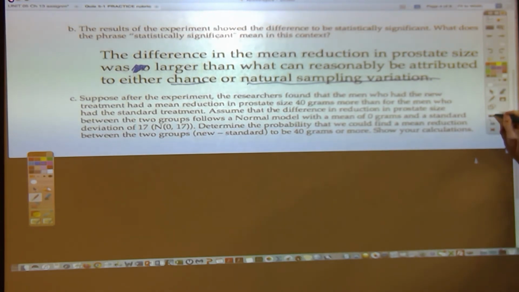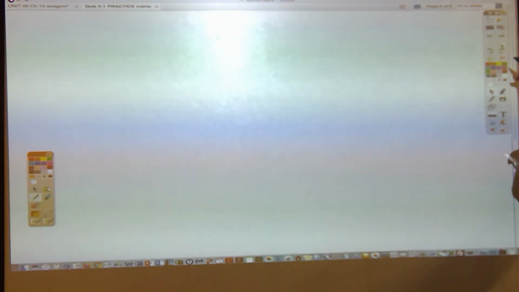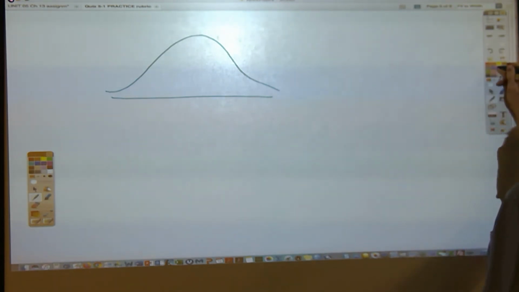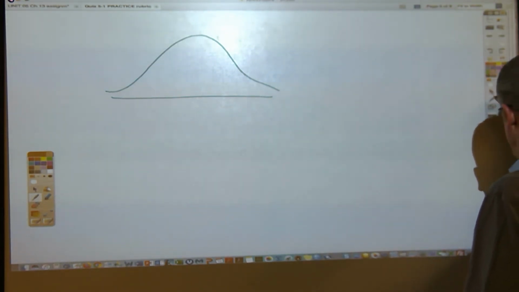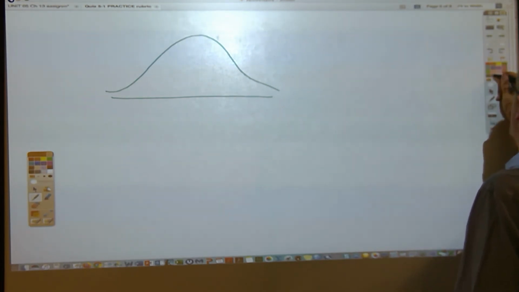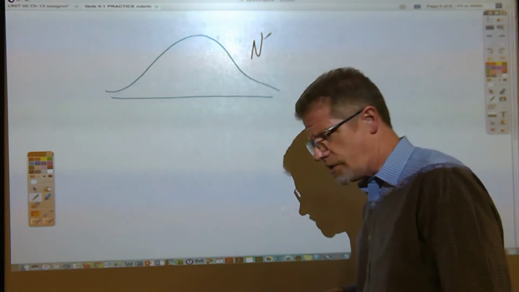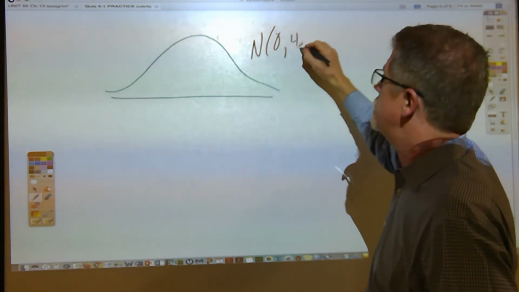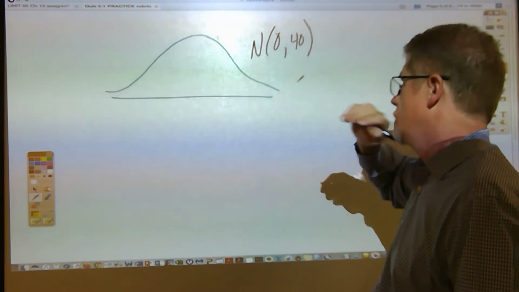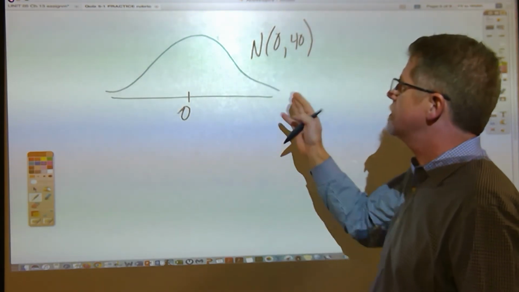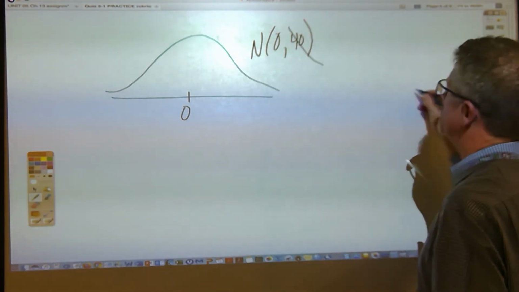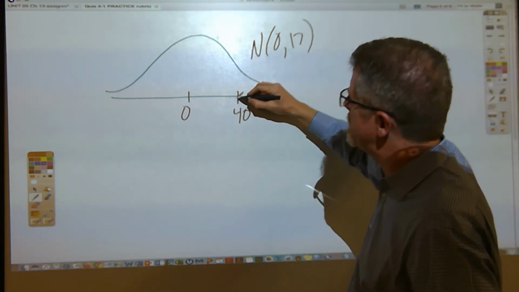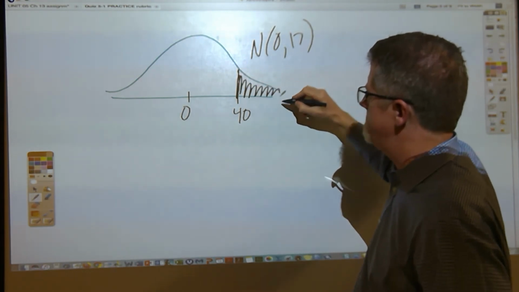We're tying together this lesson, this unit, to previous units. So here's where we say, okay, look, we have a distribution of differences in mean reduction between the 2 groups. And we're assuming that this new treatment makes no difference whatsoever. So we're going to assume there's no difference, but guess what? We observed a difference of 40 grams. Okay, so look at the normal model. We're assuming 0, and they said the standard deviation was 17. We observed 40. They ask, what's the probability that you observe a mean difference of 40 grams or more?